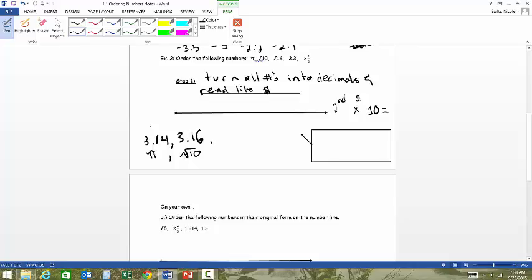And then square root of 16 would be 4. I actually should write 4.00. 3.3 is already a decimal, so I just need to tack on a 0 so that it looks like money.